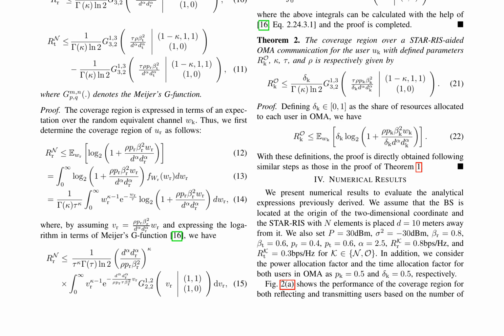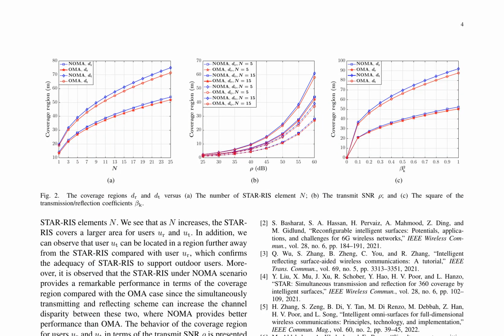Theorem 1 provides the coverage region for users U_R and U_T in a STAR-RIS-aided NOMA communication system, given by equations 10 and 11, respectively. These expressions are derived using Meijer's G function and involve expectations over the random equivalent channel weak. Theorem 2 provides the coverage region for user U_k in a STAR-RIS-aided OMA communication system, given by equation 21. The proof follows similar steps to Theorem 1.